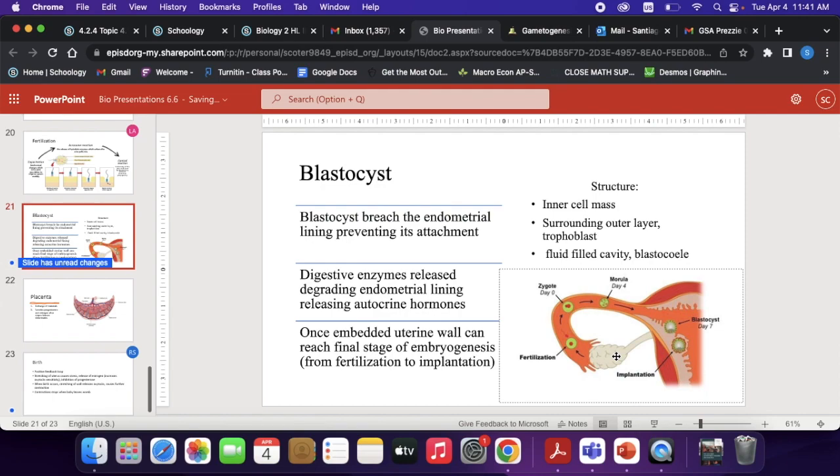This is in the final stages of early embryo development, and the implantation of the blastocyst happens in the endometrial lining of the uterus. When the blastocyst reaches the jelly coating that was surrounding it, which prevents attachment to the endometrium, digestive enzymes are released, which degrade the endometrial lining, and autocrine hormones released from the blastocyst trigger its implantation into the uterine wall. Once that happens, the blastocyst is embedded within the uterine wall, and it can move on to the next stage of embryogenesis. The growing embryo will gain oxygen and nutrients from the endometrial tissue fluid, ensuring its development. The entire process from fertilization to implantation takes 6 to 8 days.